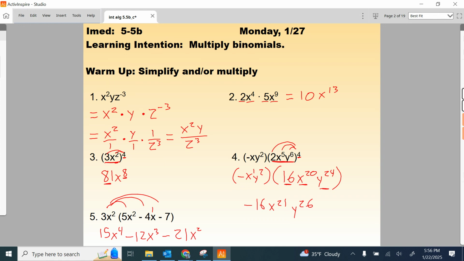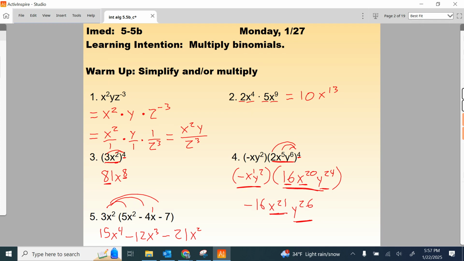Now that we did that, we're going to multiply these two monomials together. Okay, so if we multiply them, the 16 is going to get multiplied by the negative, so that's going to create -16. The x^1 times the x^20 is going to make x^21. And the y^2 times the y^24 is going to make y^26. Okay, so there's number 4.